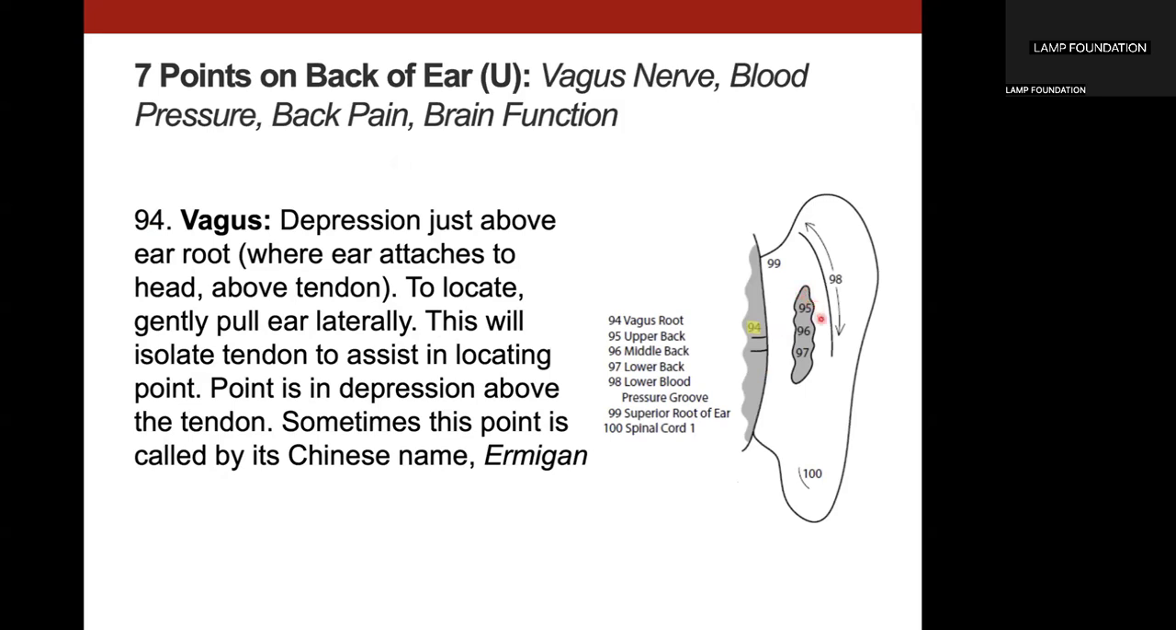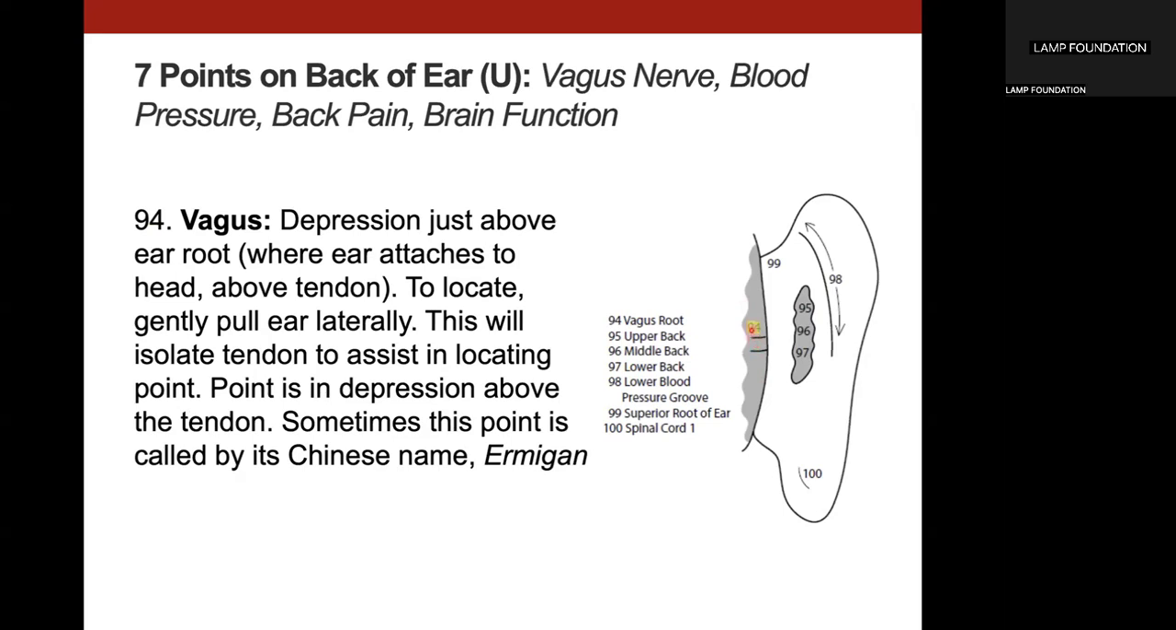The vagus nerve, blood pressure, back pain, and brain function. So 94 is the vagus point. Depression just above the ear root, where the ear attaches to the head, above the tendon. To locate, gently pull the ear laterally. This will isolate the tendon to assist in locating the point. The point is in the depression above the tendon.